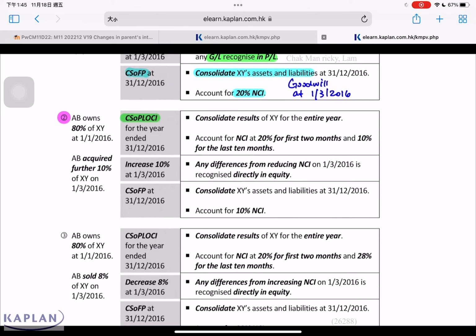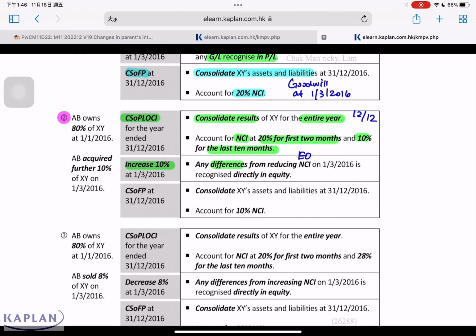Profit and loss is income and expenses for the year. For the year, we consolidate 100% for the entire year because of control for the entire year. But when you account for NCI, we just need to be careful. The first 2 months NCI is 20%. The next 10 months NCI is 10%. On the date of the change, the increase of 10%, we have to adjust NCI when there are differences. These differences, just the differences.